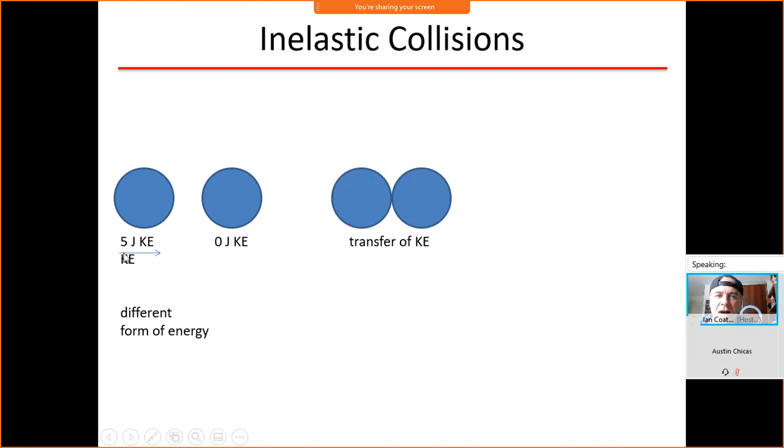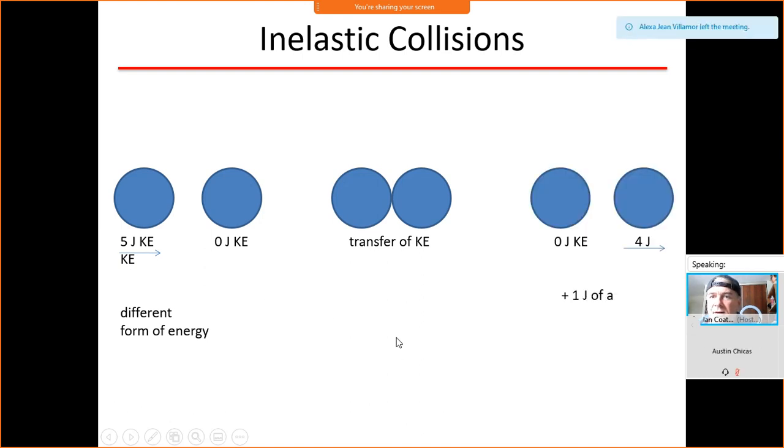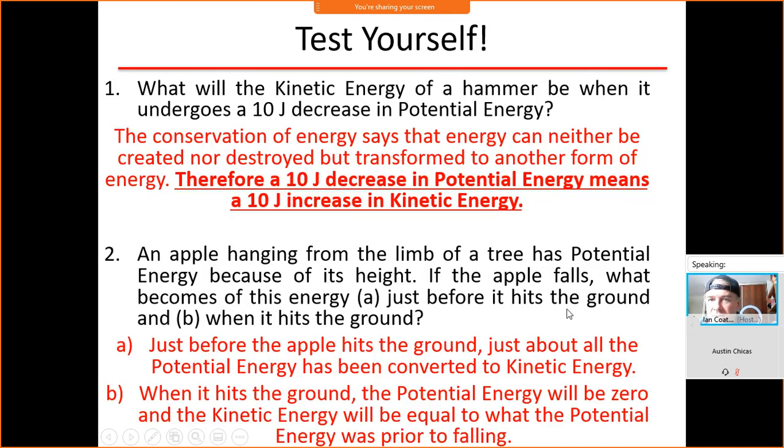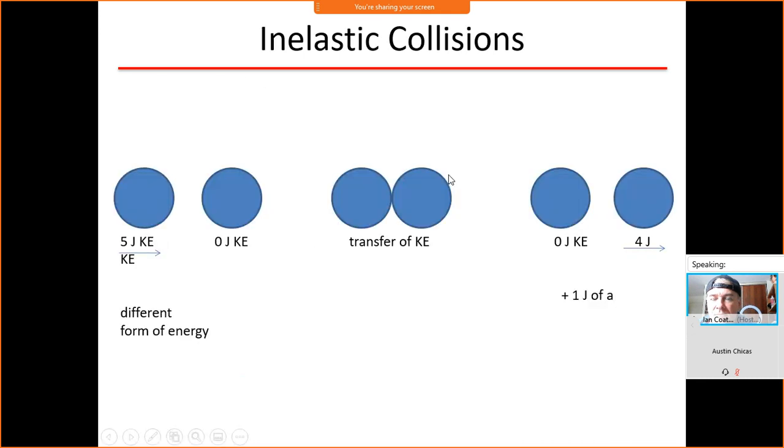Have a look here. Here I've got 5 joules moving this way, and 0 joules, not moving at all. And you'll see here what's going on is that the numbers don't add up. We lost a joule of energy, probably as heat. So something went on here. This is what we call an inelastic collision.